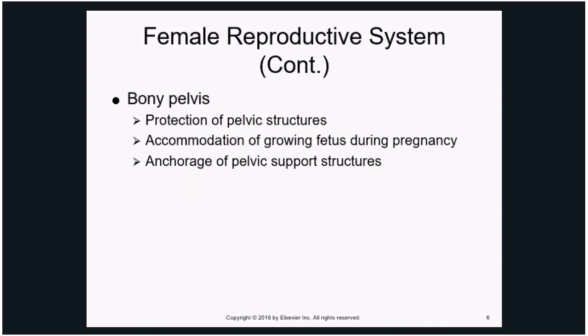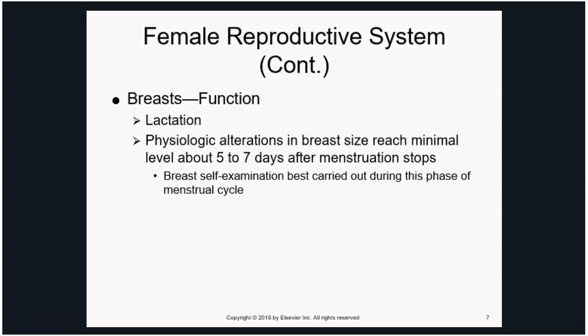The female reproductive system continued includes the bony pelvis, which protects the pelvic structures. It also accommodates a growing fetus during pregnancy, and it's the anchorage of the pelvic support structures. The breast functions include lactation, and the physiologic alterations in breast size reach minimum level about 5 to 7 days after menstruation stops. This is the best time to do a breast self-exam. Ladies, you should be doing your breast exams on yourself monthly.